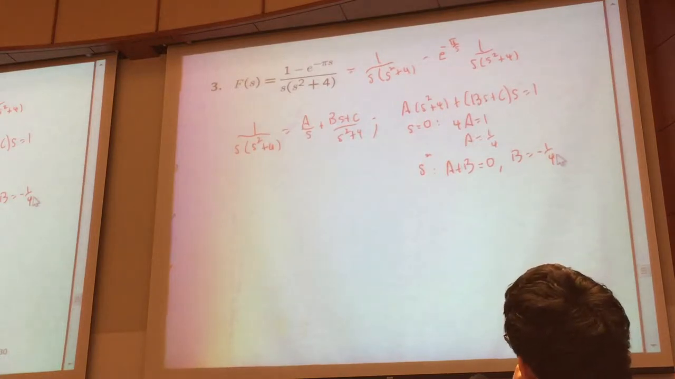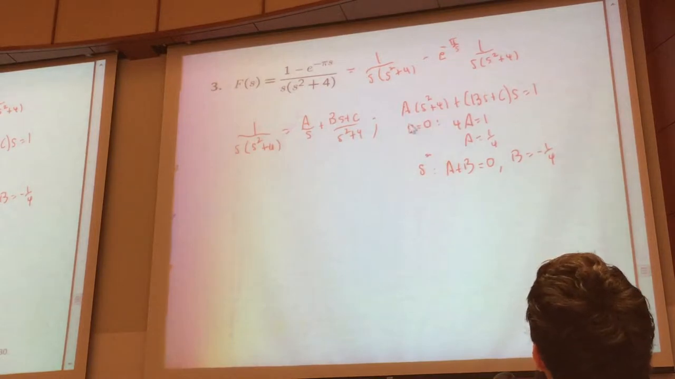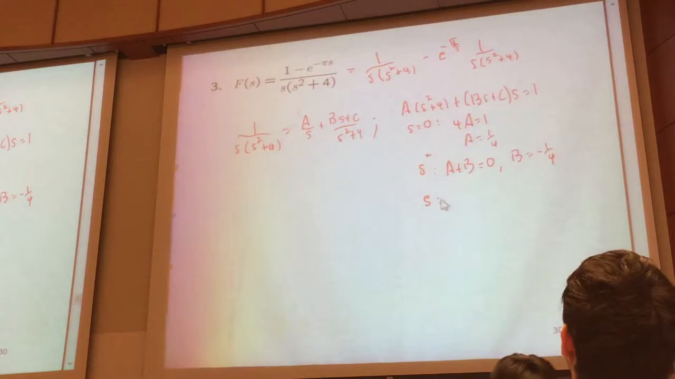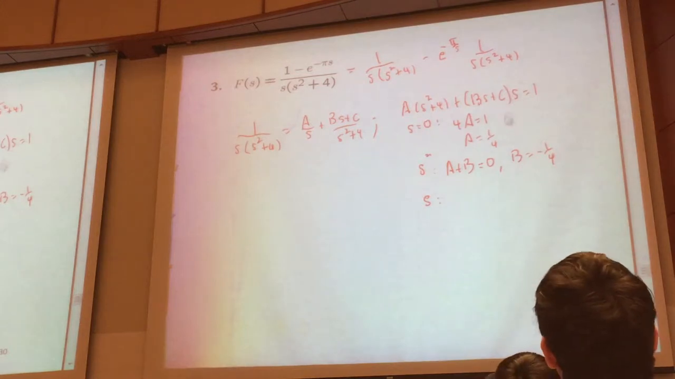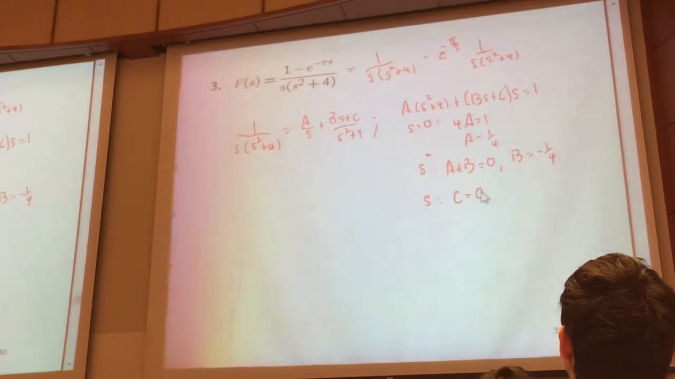Now I've got to get C, and what am I going to do? I could say, well, all right, why don't we get the s term? Now, let's see. So there's no s term here. This is Bs squared plus Cs, so the coefficient of s on the left is C. The coefficient on the right is 0. So C is 0.